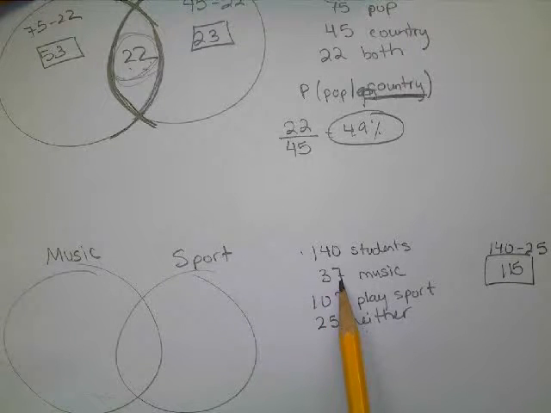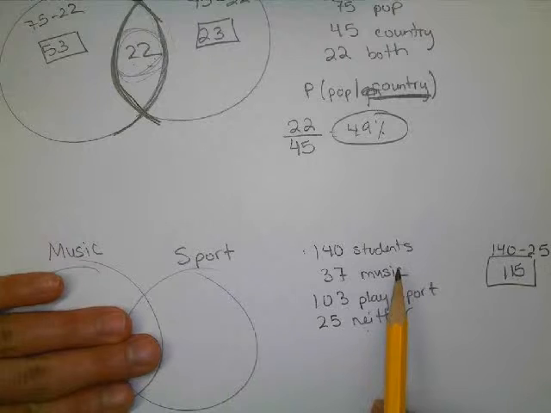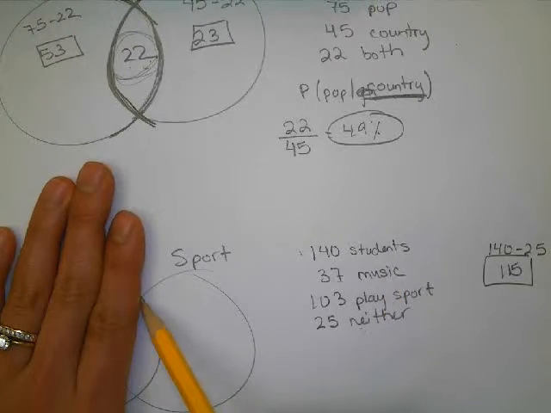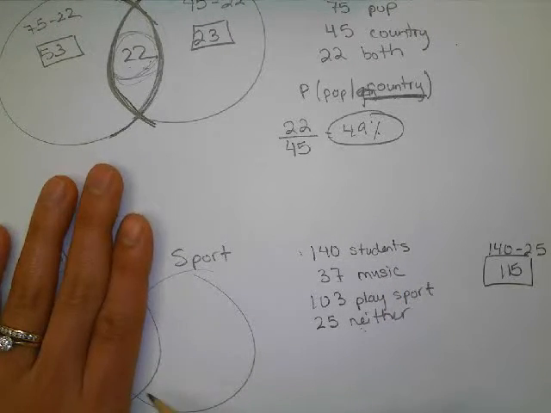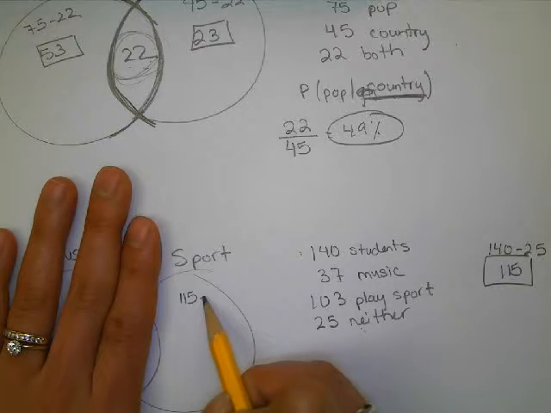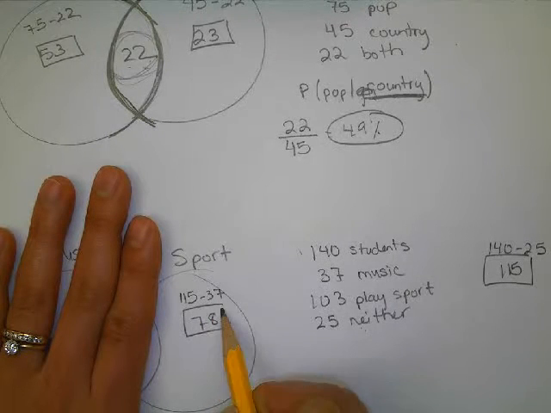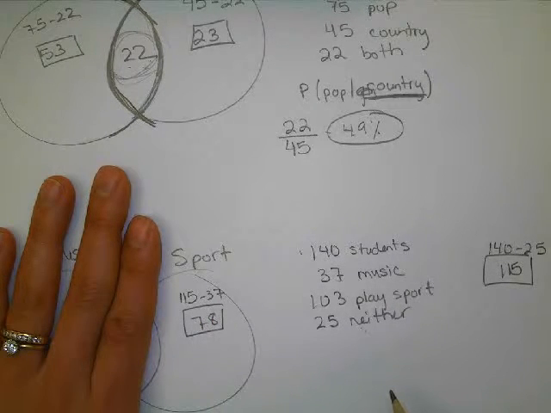We know that 37 of them listen to music. So if I take away all of those people who listen to music, I'm going to cover up this circle. Notice I'm also covering up this overlap here. Okay, so if I take away those 37 people, 115 minus 37, leaves me with 78 people that must play sports, because I took away the 37 that listen to music. So 78 must play sports.